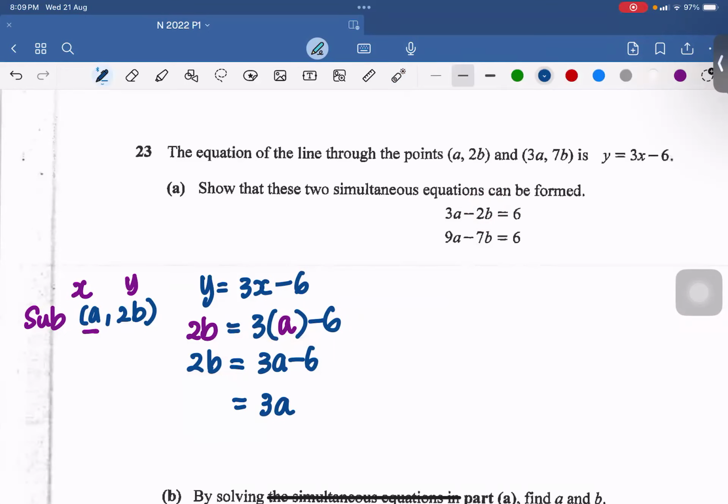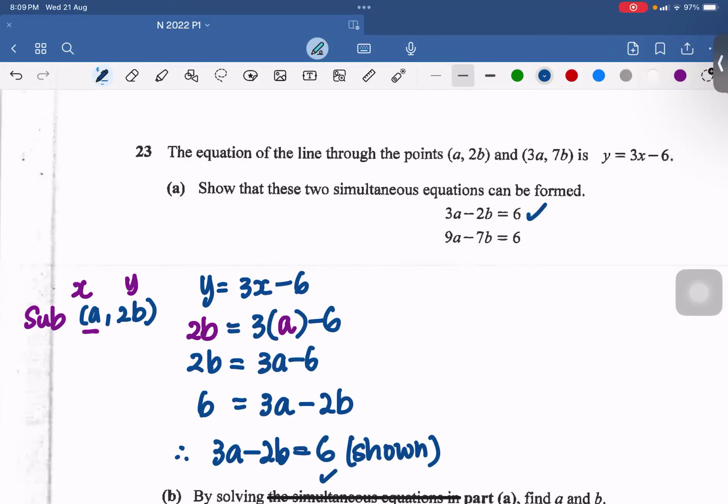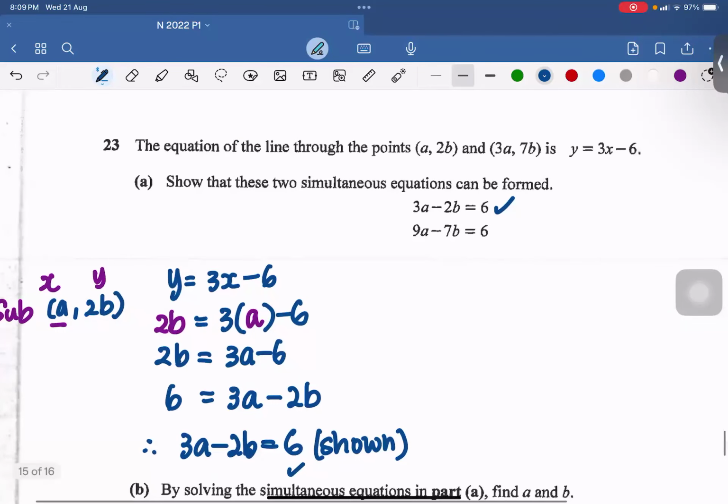So the 2b goes over, it becomes minus 2b. Then negative 6 goes over to this side, becomes positive 6. Therefore, written in the pattern that they want, 3a minus 2b equals to 6, shown for the first point. Equation number 1. Okay, so now with this concept, let's try my second point.